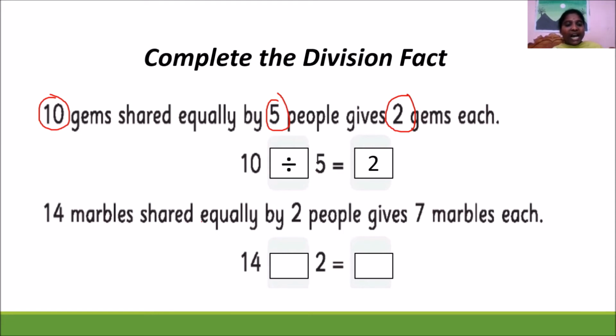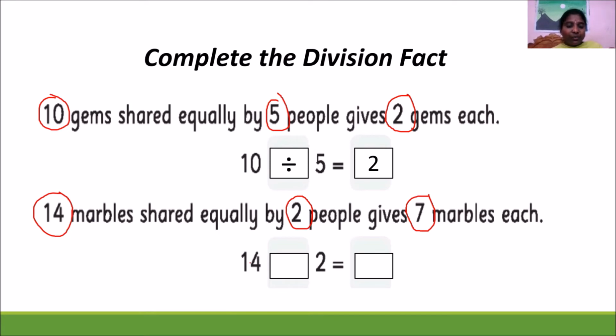14 marbles shared equally by 2 people gives 7 marbles each. Here also the statement contains the dividend, which is 14, 2 is the divisor, and 7 is the quotient. What do we have to do, children? We just have to fill in these blanks.